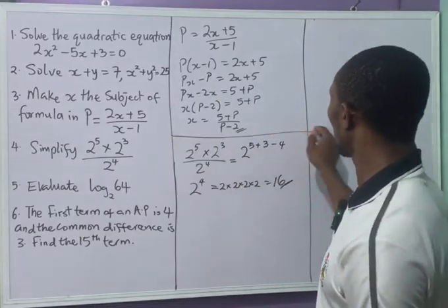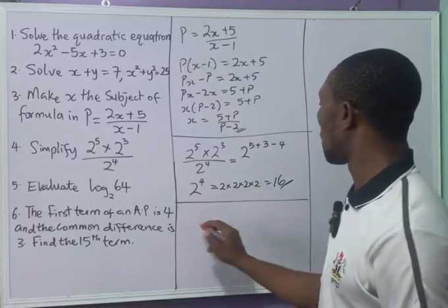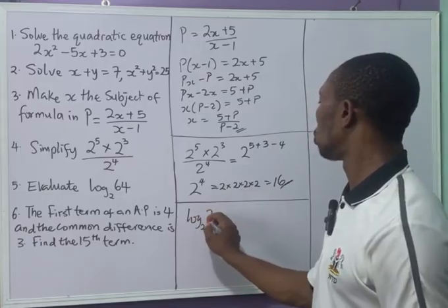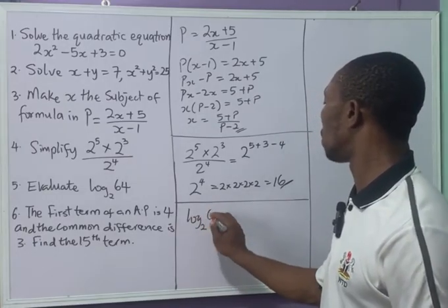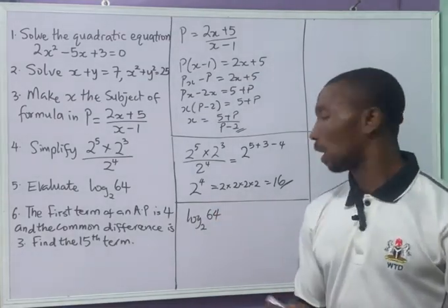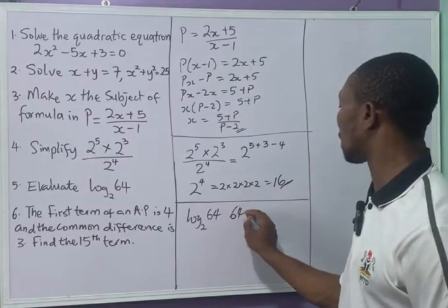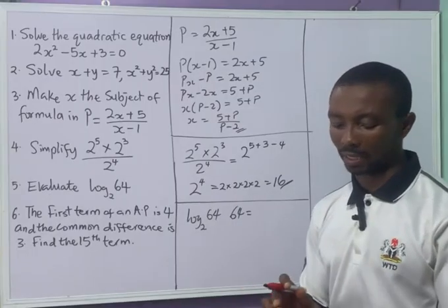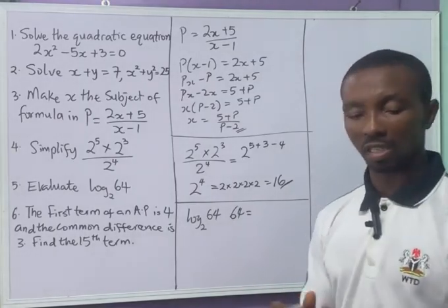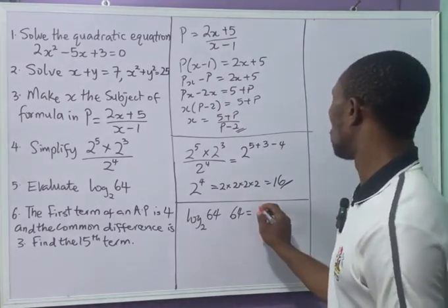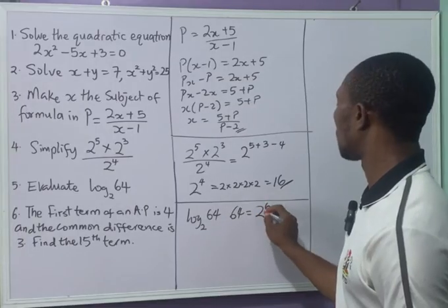Now, for the fifth one, it says evaluate log 64 to base 2. Now we break our 64 down. In 64, how many 2s are we getting? 2 times 2 is 4, 4 times 2 is 8, 8 times 2 is 16, 16 times 2 is 32, 32 times 2 is 64. So this gives us 2 raised to power 6.